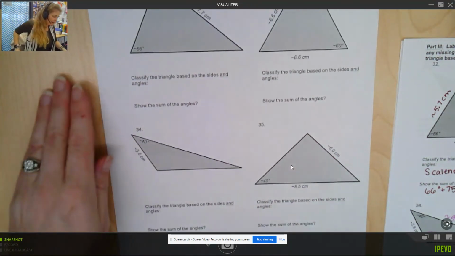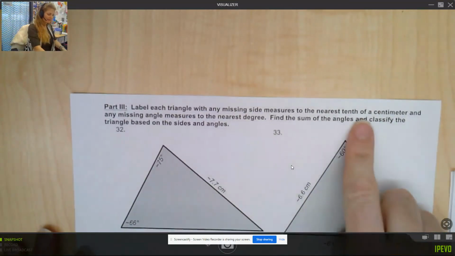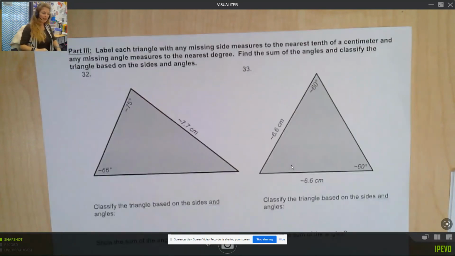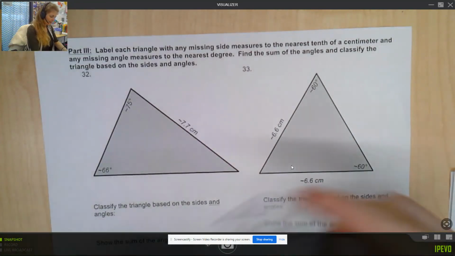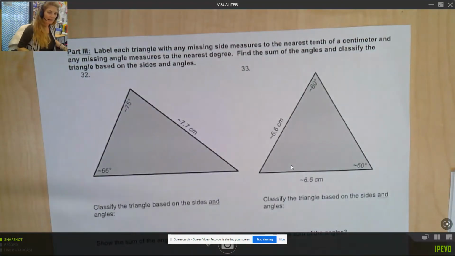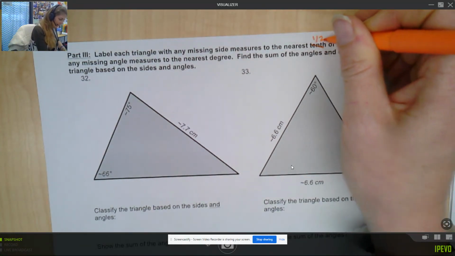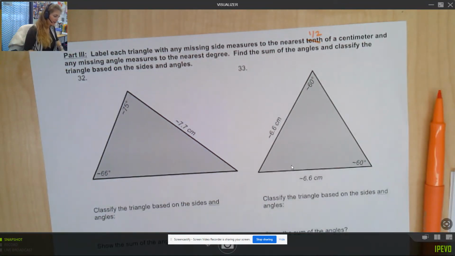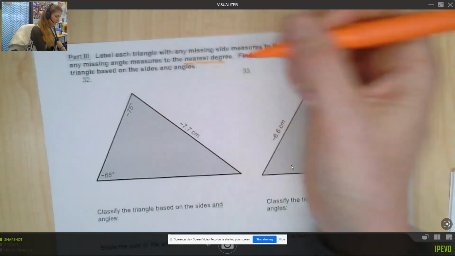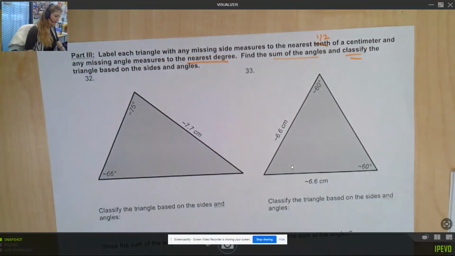So the last page is that we are going to be labeling each triangle with any missing side measures to the nearest tenth of a centimeter. And it's okay, I know your protractors don't have little tenths on here. They're really to the half. So as accurate as you can to a half of a centimeter is fine. So we're going to say to the nearest half of a centimeter, and any missing angle measures to the nearest degree. And just do your very best. And then we're going to find the sum of the angles. We're going to classify the triangle based on the sides and the angles.